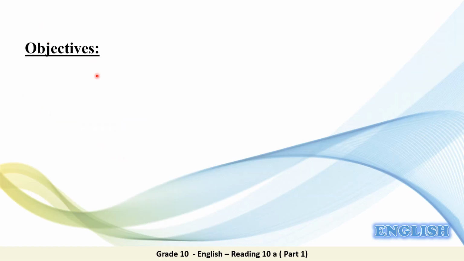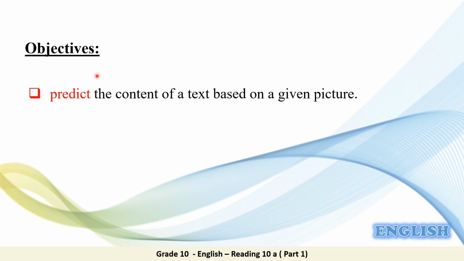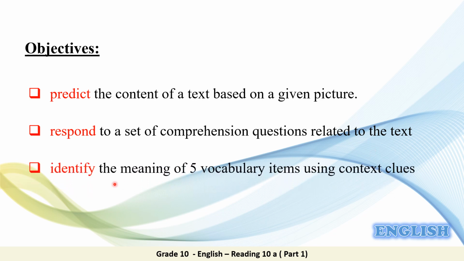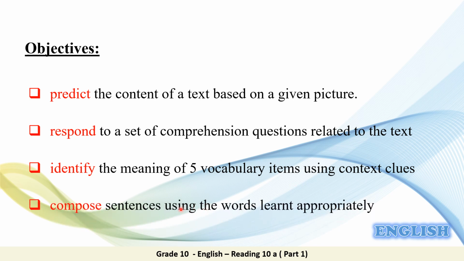In today's lesson we have 4 objectives. Number 1 is to predict the content of a text based on a given picture. Number 2 is to respond to a set of comprehension questions related to the text, to identify the meaning of 5 vocabulary items using context clues, and finally, to compose sentences using the words learned appropriately. Let's start together.